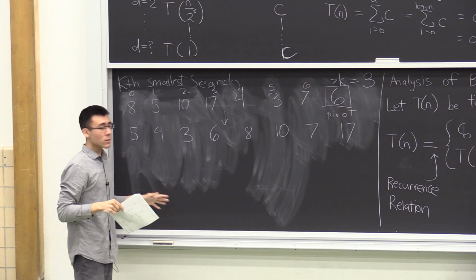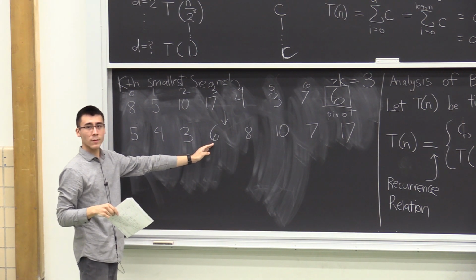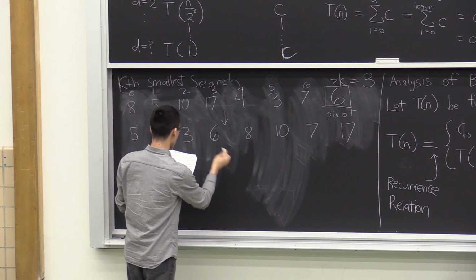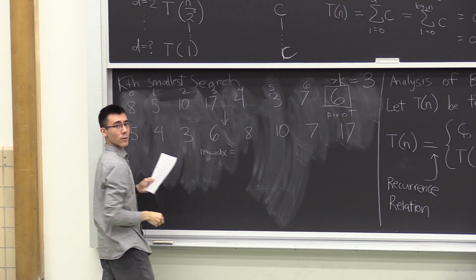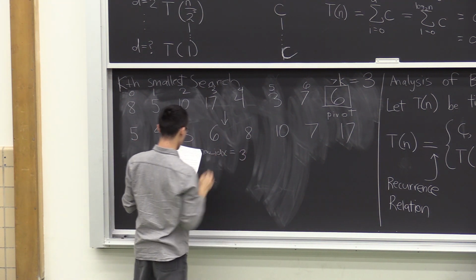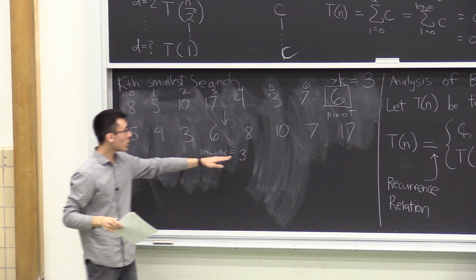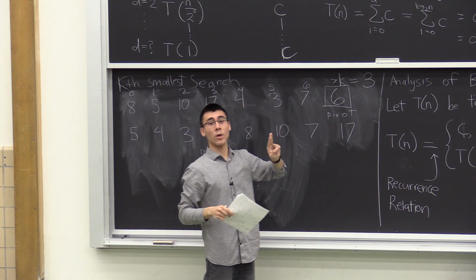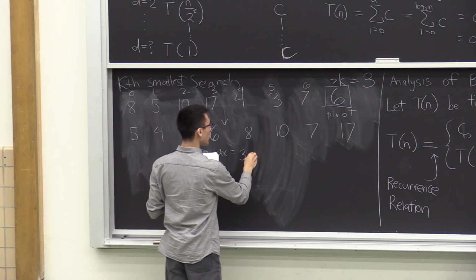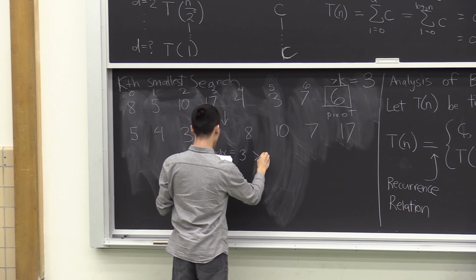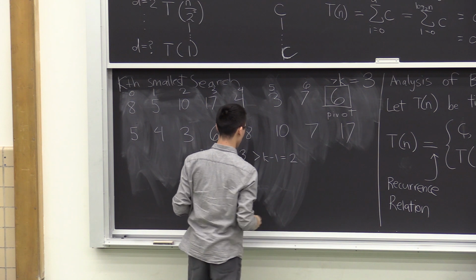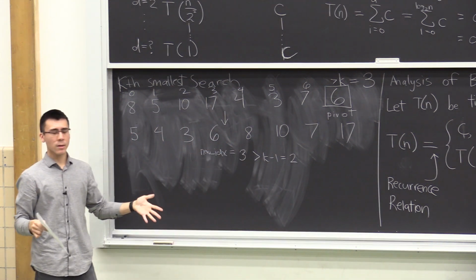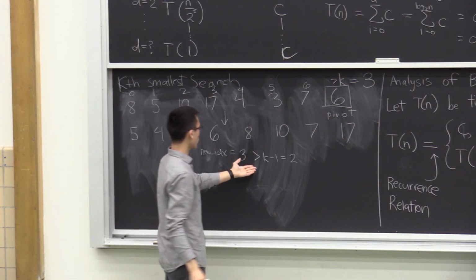What we care about now is where is the new index of our pivot 6. So we see that our new index is now equal to 3. And now we've got to compare 3 to k minus 1. So 3 is larger than k minus 1, which is equal to 2. And why are we doing minus 1? Well, look over here, right?